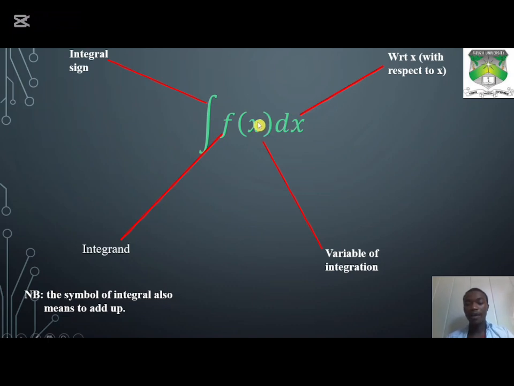Here it can be a t, it can be an r. When there is r here, this one will also take the letter r. When there is t, it will also take the letter t. You can see. Note that the integral symbol also means to add up. Let's move on.